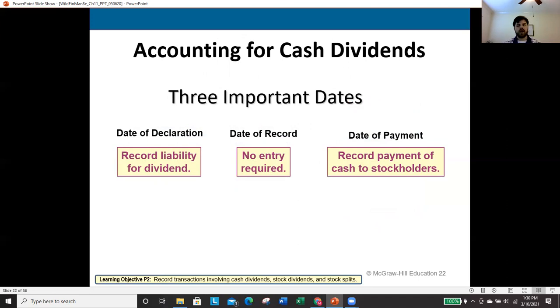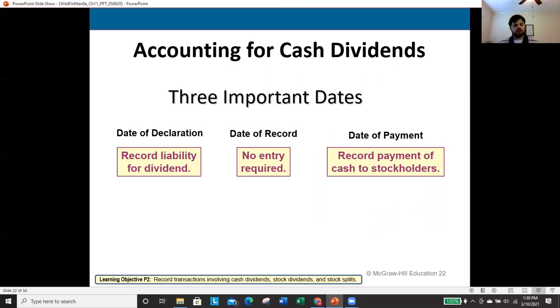The first date we have here is the date of declaration. This is when the liability actually gets created. This is when Walmart's CEO walks out to the podium at a press conference and says, we are declaring a dividend that will be paid on X date in this amount. Right at that point, a couple of things happen. The stock price for Walmart has just gone up a little bit because people know that if I own this share of stock on that date, then I will be receiving this dividend, making it immediately more valuable.